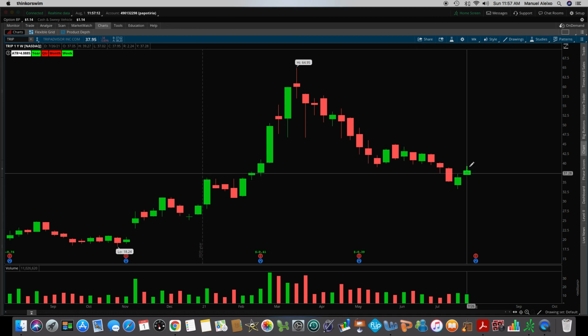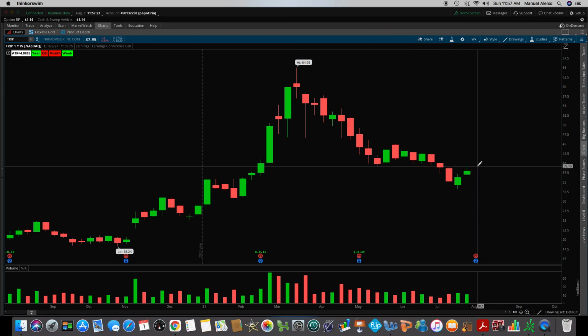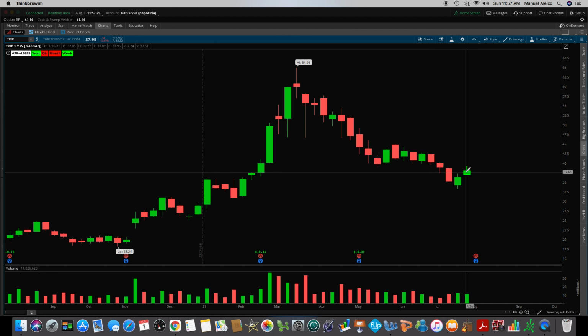But this candle here I don't like. This is a shooting star to the downside on the weekly. So I don't like this candle. However, if you want to get into Trip, I'd only get in on a break of $39.27. You want to write that down. $39.27. If it doesn't break $39.27, stay out of the way.